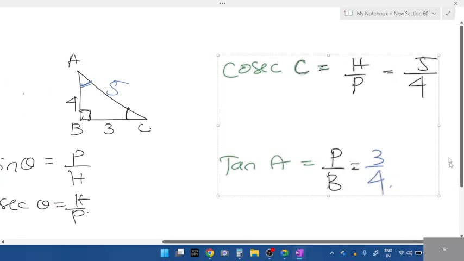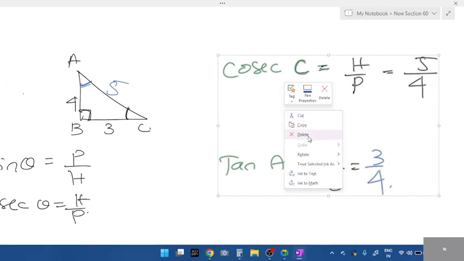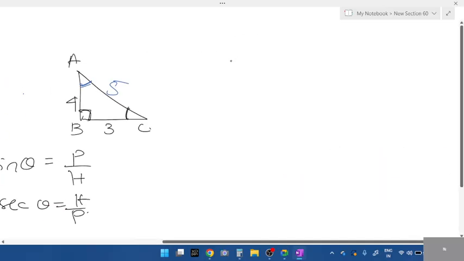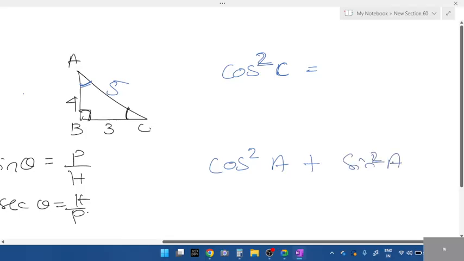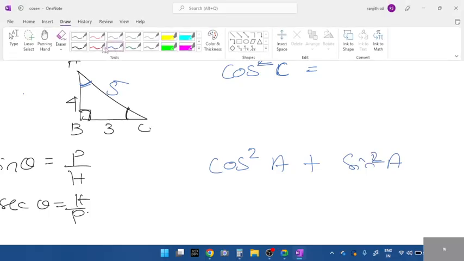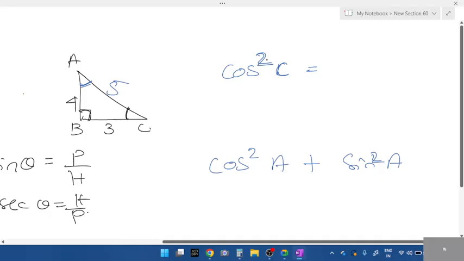Okay, one more question. I'll give you one more. Mostly they ask basic questions for MCQ. One more question is cos square C plus sin square A. What is cos square? Find the answer for these two. Square is given. First write the cos C value and square it.